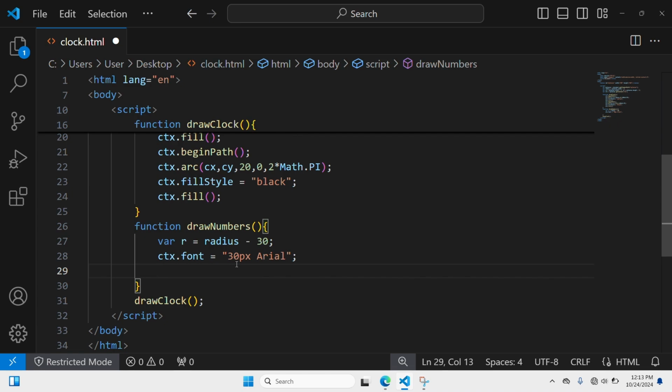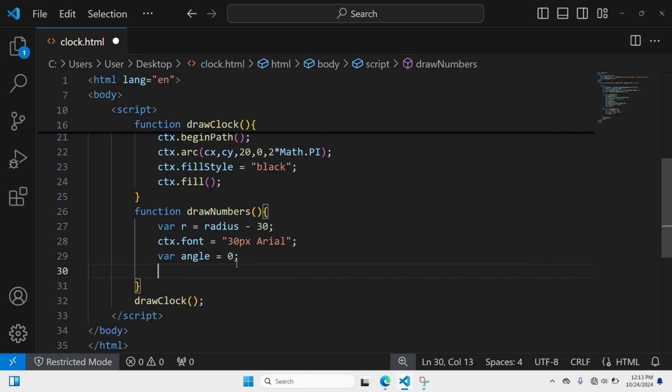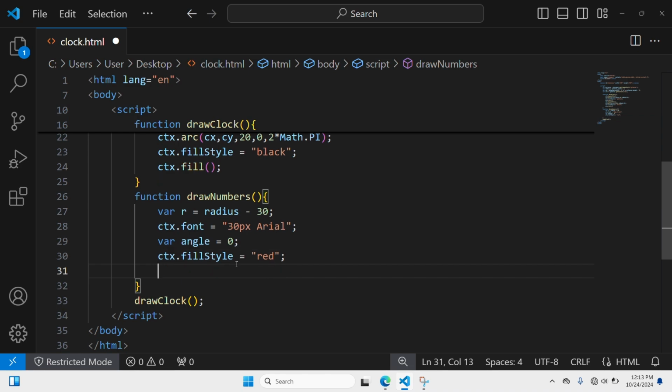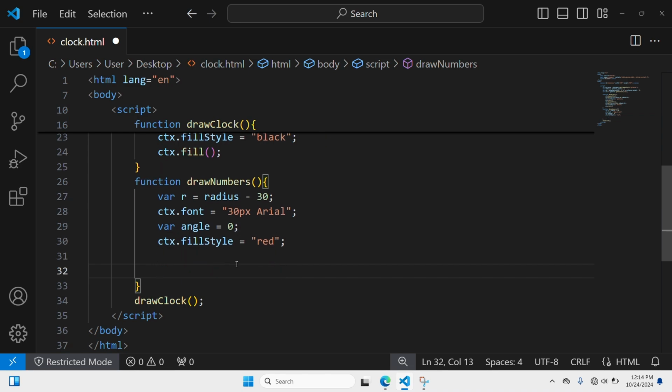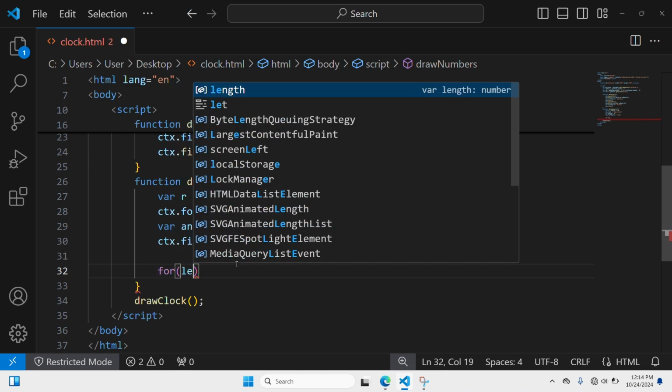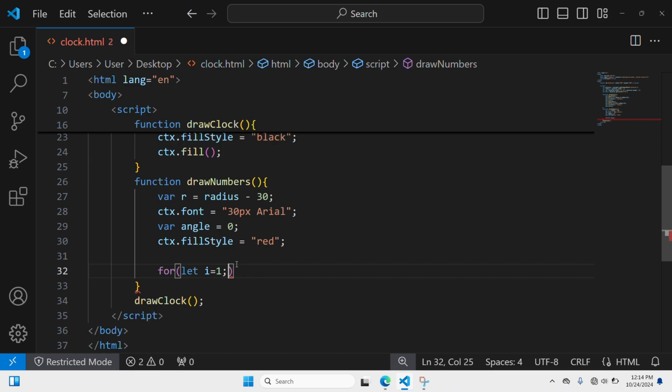Similarly, we are going to initialize one angle, and this angle will be 0. Then we are going to change the fill style, ctx.fillStyle. Let's say red. After that, we have to draw the numbers from 1 to 12. To do so, we are going to run one for loop. For let i equal to 1, i is smaller than or equal to 12, and then i++.